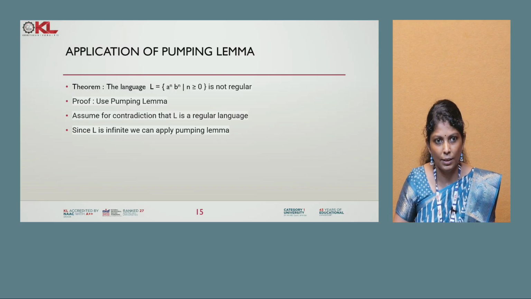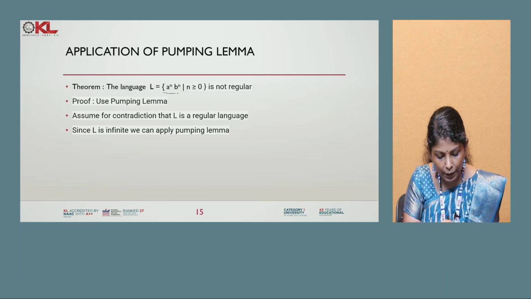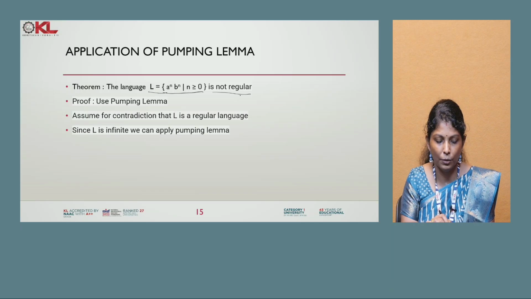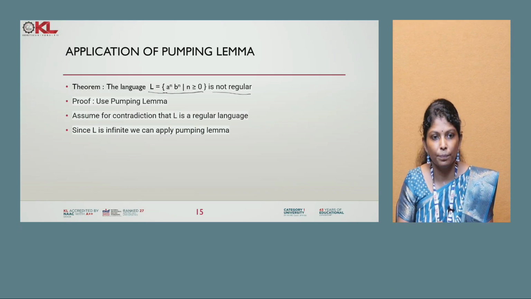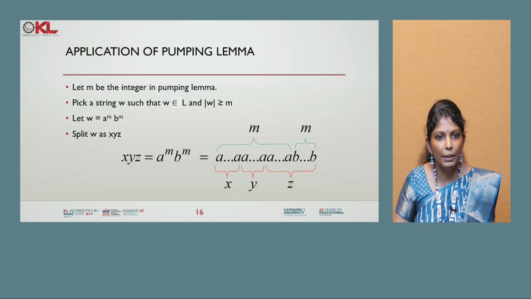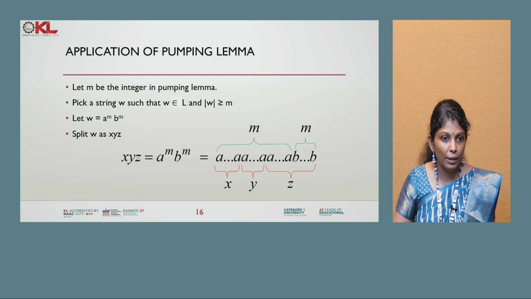So let us take an example, the application of pumping lemma to prove that a particular language is not regular. We take a^n b^n as the example language, where n is greater than or equal to 0. We have to prove that it is not a regular language. For that we apply the contradiction method. First we assume that L is a regular language. Let m be the integer in pumping lemma, and pick the string W such that W belongs to L and the length of W is greater than or equal to m, and let W be a^m b^m, and split W as xyz.